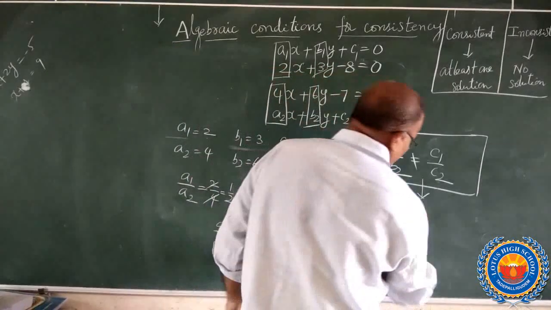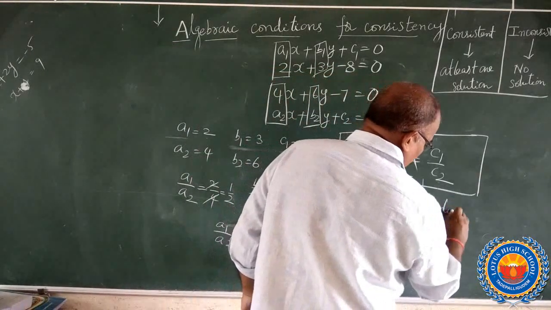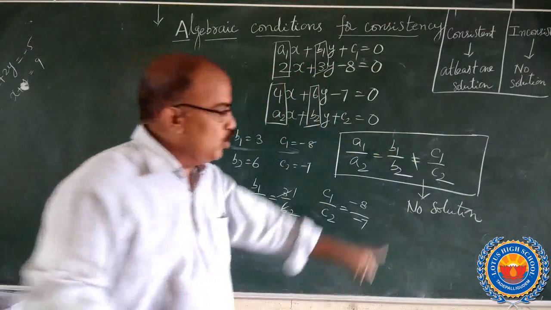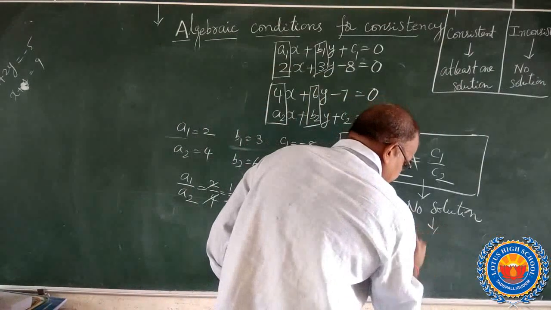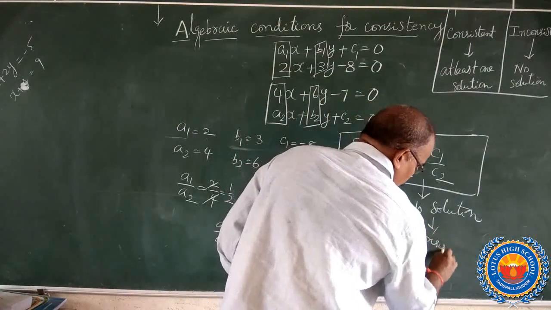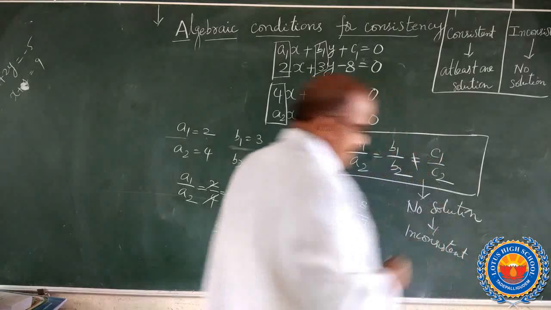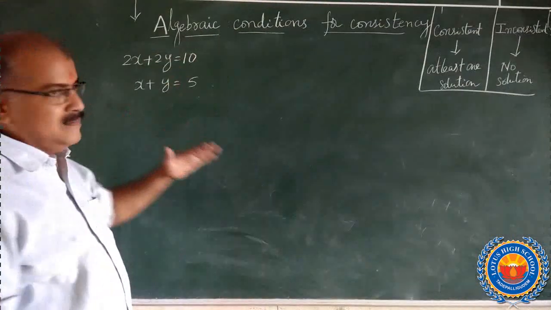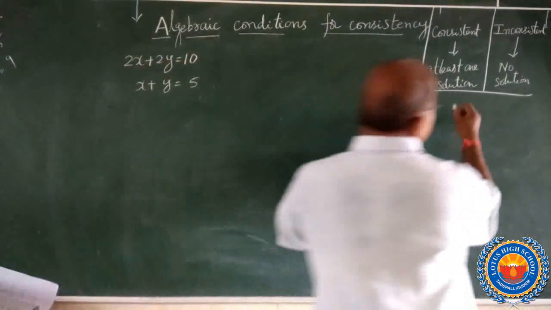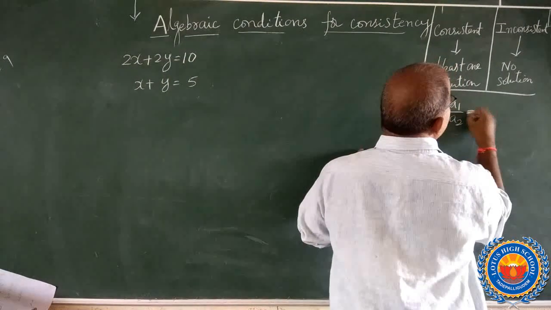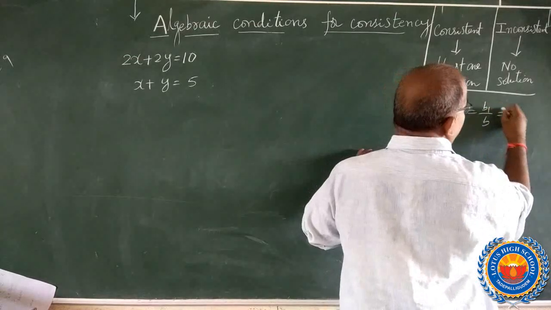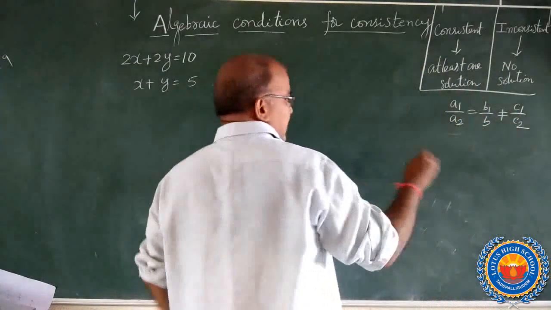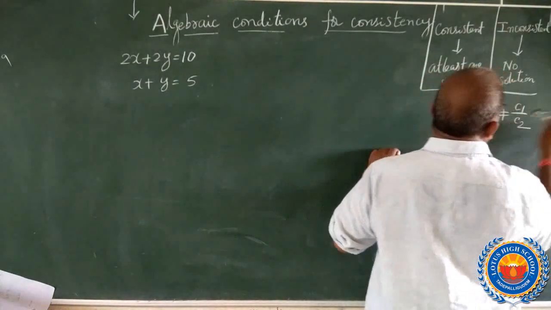From this I can say no solution. If it is no solution, already from the starting itself I say there is no solution, I can say inconsistent. No solution means inconsistent. One more, already we completed one condition. What is the condition? A1 by A2 is equal to B1 by B2 is not equal to C1 by C2. This is already from this I said no solution.